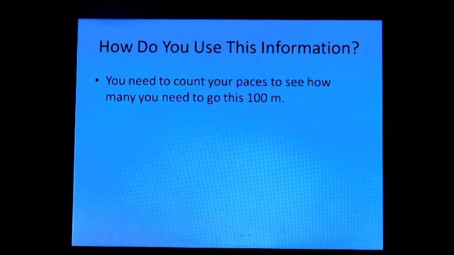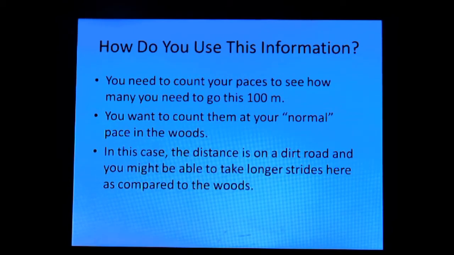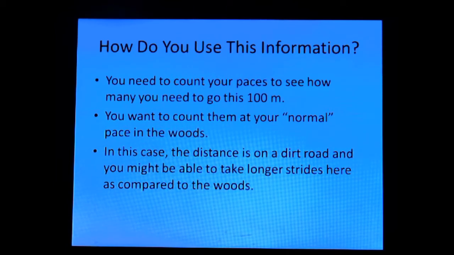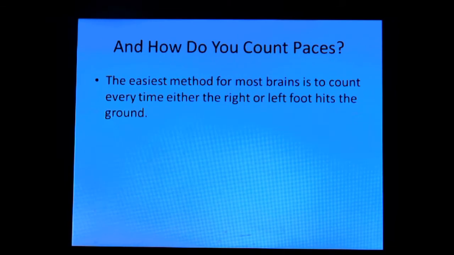You need to count your paces to see how many you need to go this 100 meters. You want to count them at your normal pace in the woods. In this case, the distance is on a dirt road, and you might be able to take longer strides here as compared to the woods. Therefore, don't stretch out your stride.